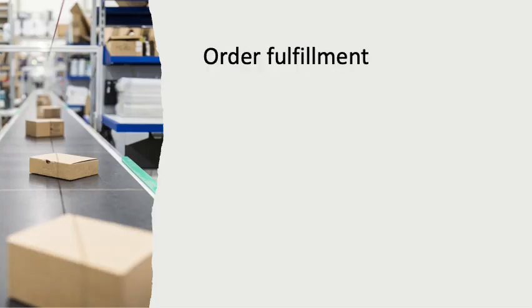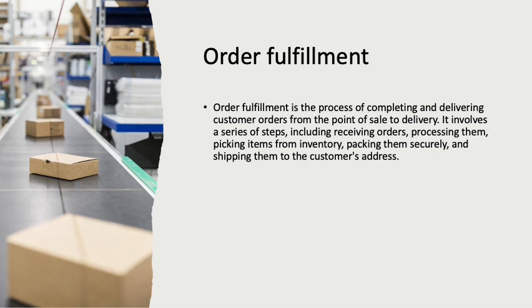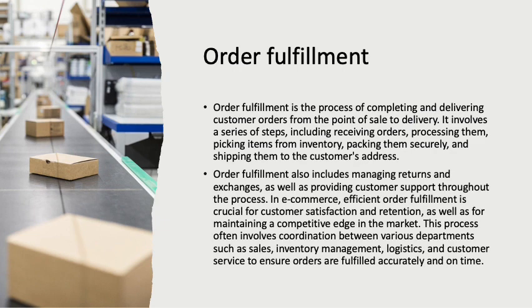Next is order fulfillment. Order fulfillment is the process of completing and delivering customers' orders from the point of sale to delivery. It involves a series of steps including receiving orders, processing them, picking items from inventory, packing them securely, and shipping them to the customer's address. Order fulfillment also includes managing returns and exchanges as well as providing customer support throughout the process.